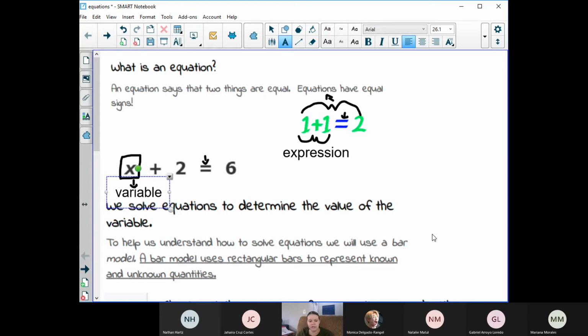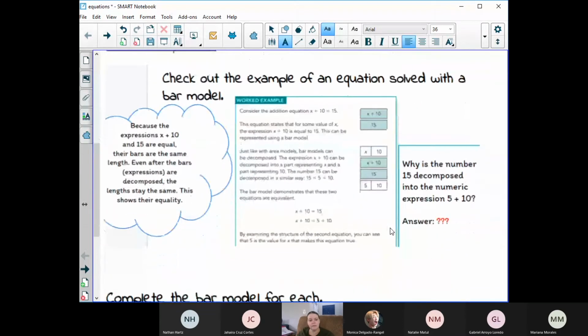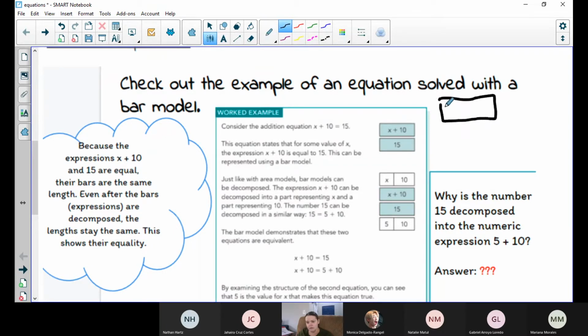To help us understand how to solve equations, we're going to start using a bar model. So a bar model uses rectangular bars to represent known and unknown quantities. So let's look at this example used to solve the bar model. So we have the addition equation. I'll make this bigger. X plus 10 equals 15. So when I draw this out with a bar model, I'm going to make one bar for X plus 10.